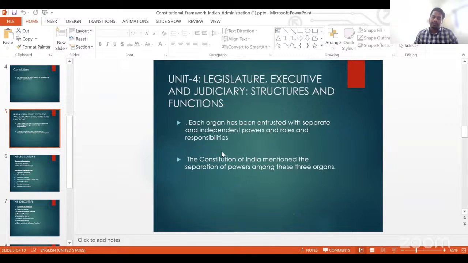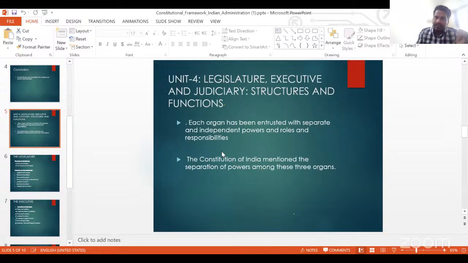Then coming to judiciary, we will learn about the structure of the judiciary. Just as we have learned how the Supreme Court, High Court, and district courts are there, in the same way, we will learn about the structure and the functions in detail.